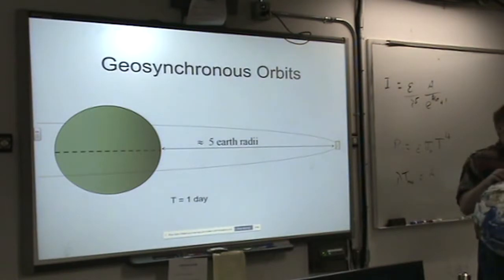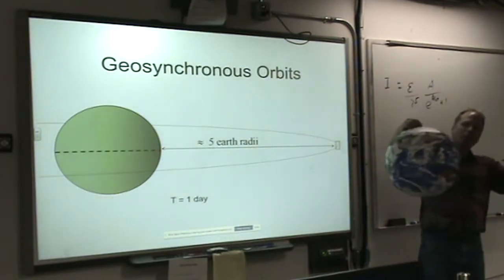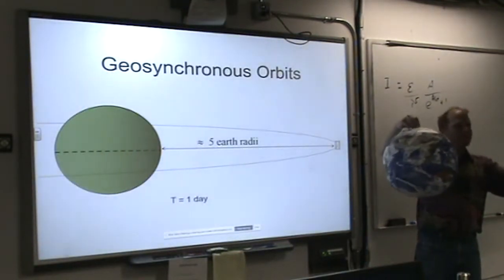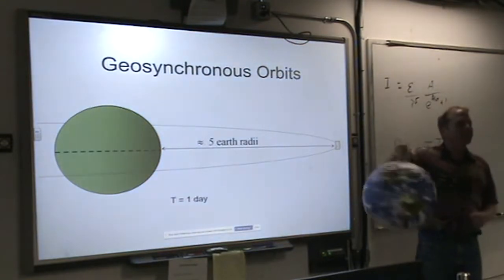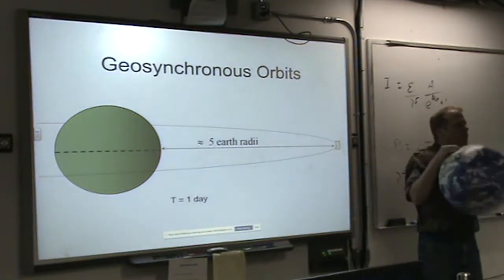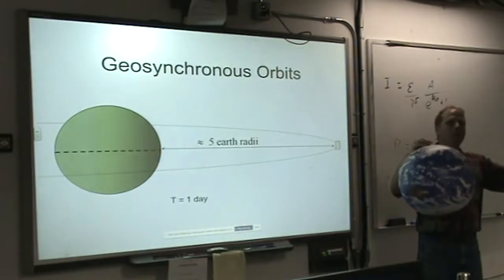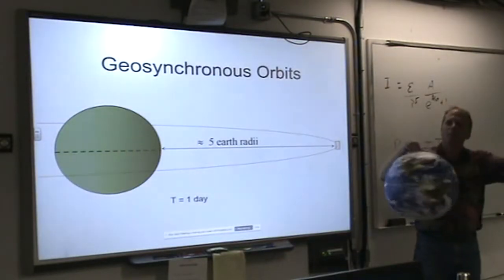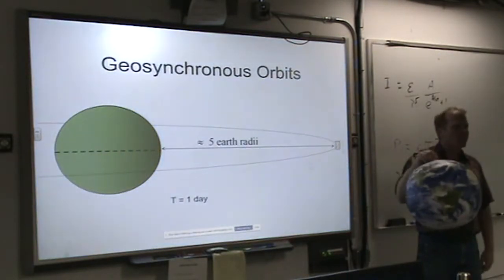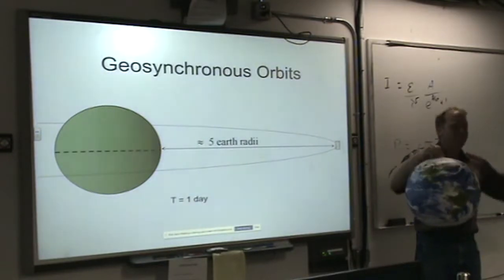So what you want to do is you want to be able to watch a moving target because this thing is orbiting around. So how are we going to arrange it so that the satellite can stay over the same point even though the Earth is rotating? Is that the same speed as the Earth? Same speed as the Earth.